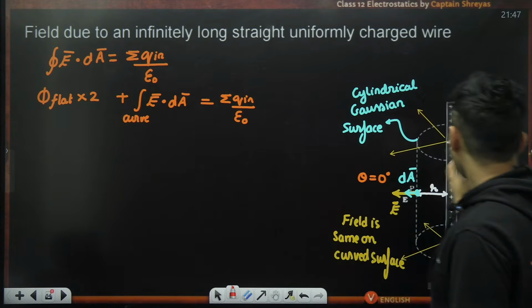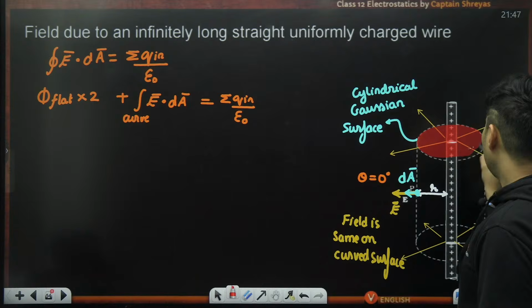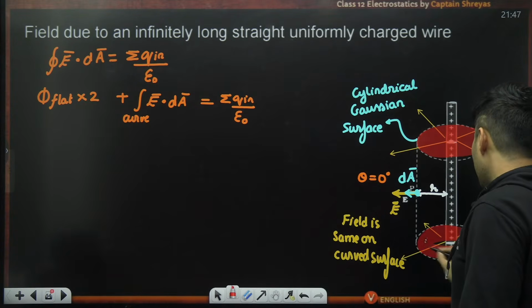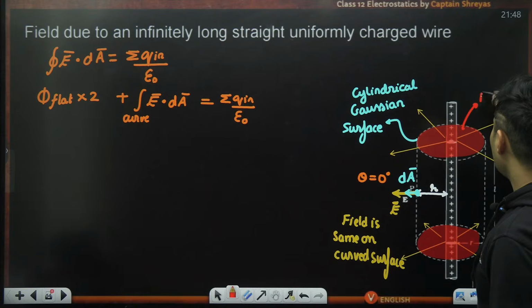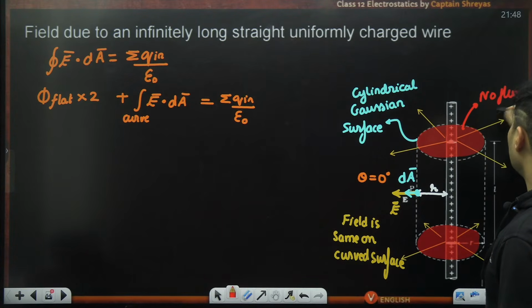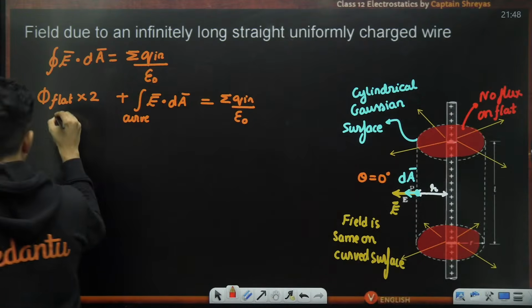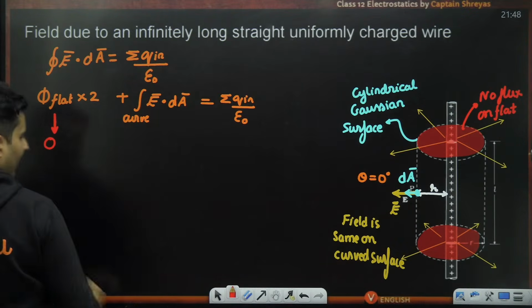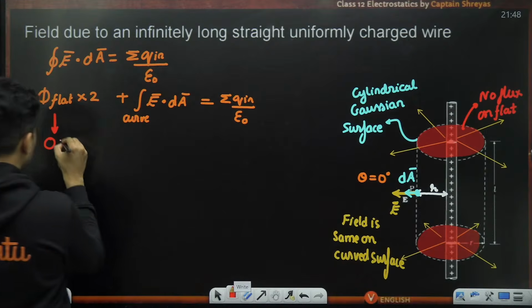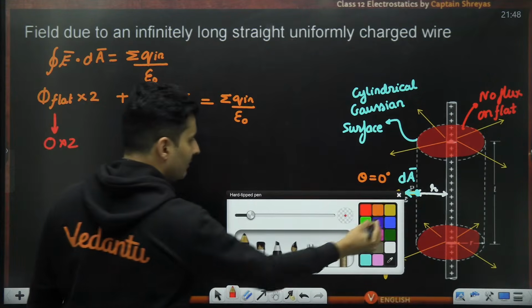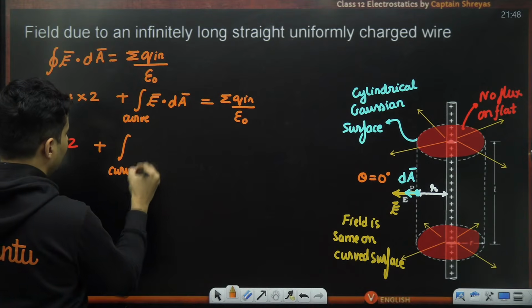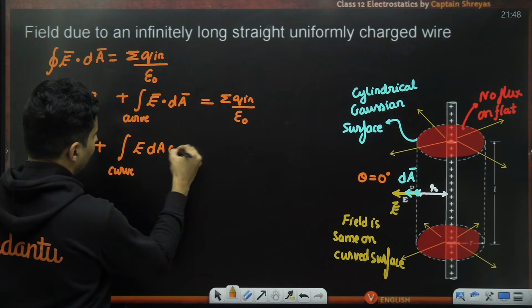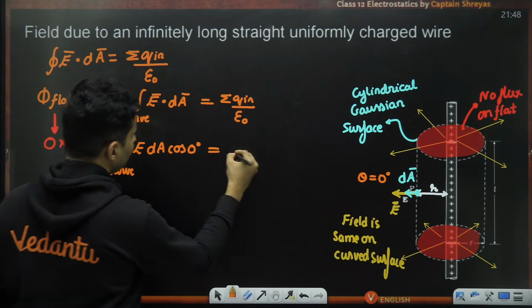But the flat surfaces will not have any flux. Think about it. Why? Because the field is parallel to the surface. So there will be no flux on the flat surface. This quantity will be a big fat 0, guys. This will be just 0 multiplied by 2, which is anyway 0, plus the integration on the curved part, where the electric field and the area vector everywhere make a 0-degree angle.